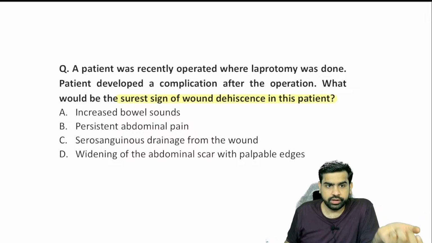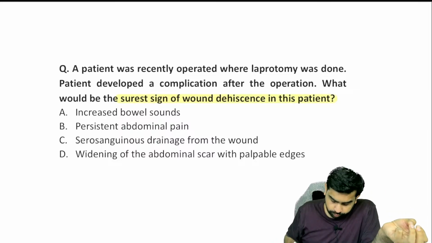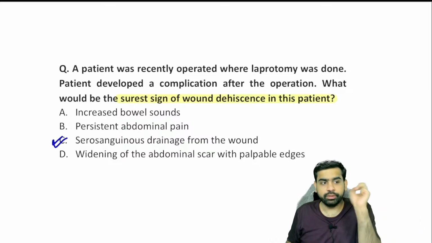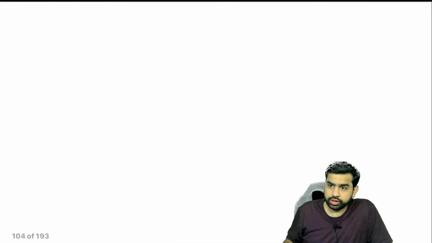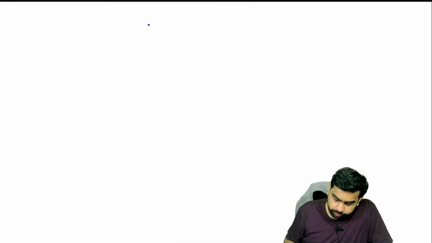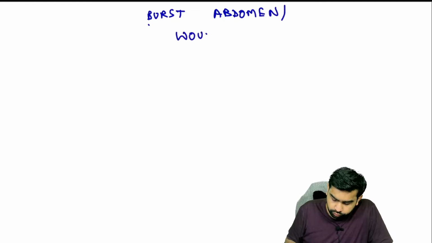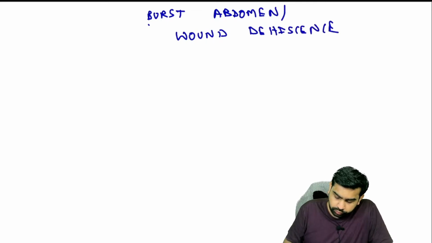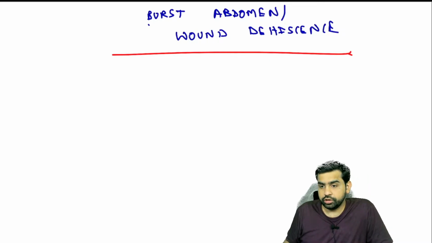See guys, the answer over here is definitely a serosanguinous discharge from the wound. Now this is a very, very, very important topic, so let's talk about this. What do you understand by wound dehiscence or burst abdomen? This is what is called burst abdomen or wound dehiscence. What do you understand by this?